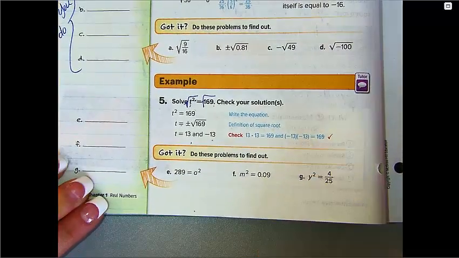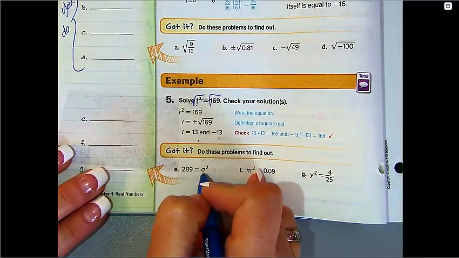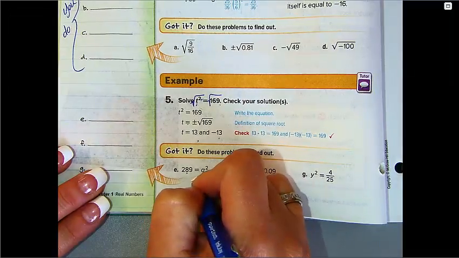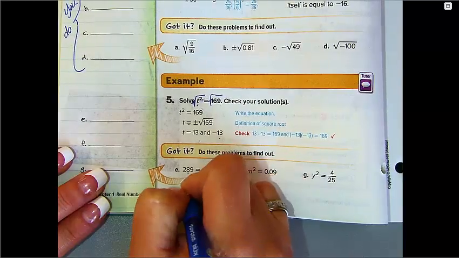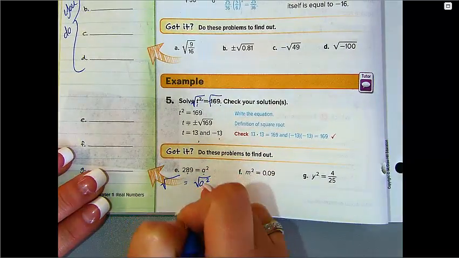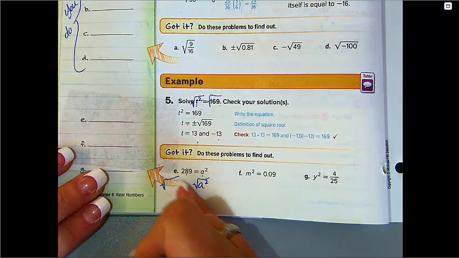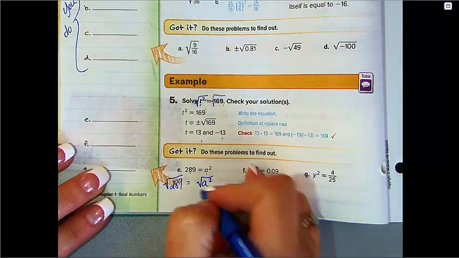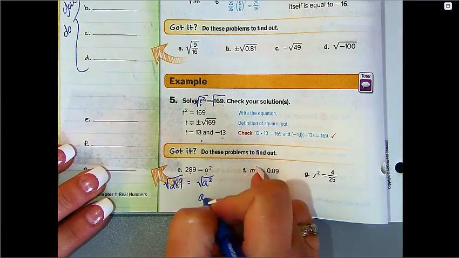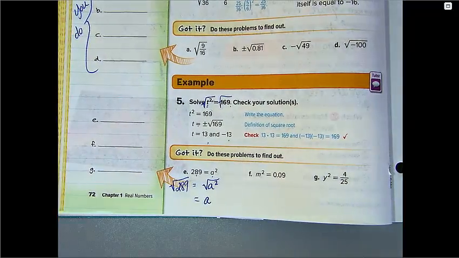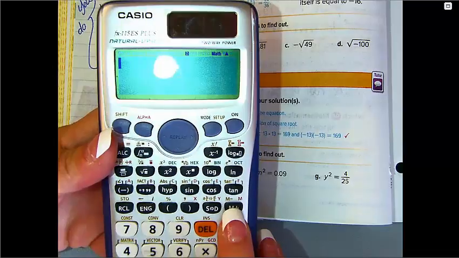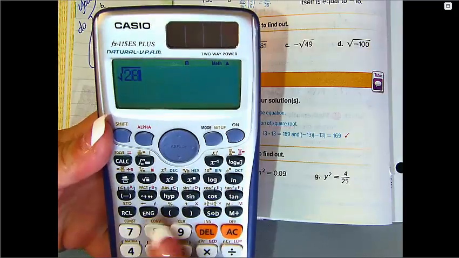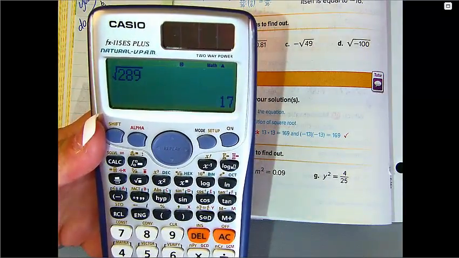So let's look at E. E says I have an a squared, and a squared equals this number. In order to get a by itself, I have to take the radical of a squared, and whatever I do to this side of the equation, I have to do to this side. So because I took the radical here, I have to take the radical over here of 289. When I take the radical of a squared, that just takes the squared off of it, and I'm left with an a. In order to do the radical of 289, again, if you don't know this in your head, that's okay. Go ahead and use your calculator, hit your radical sign, and then 289 equals, and the answer is 17.